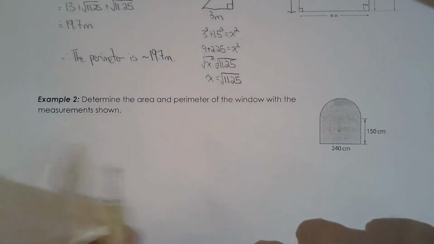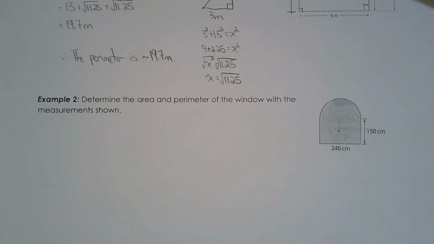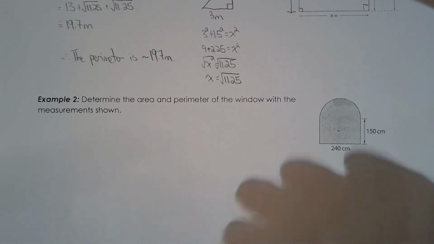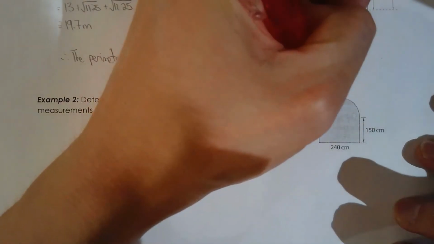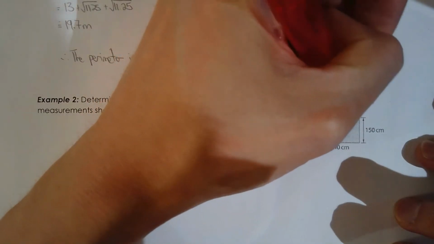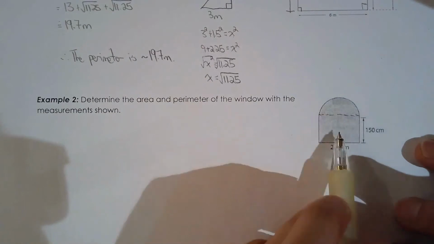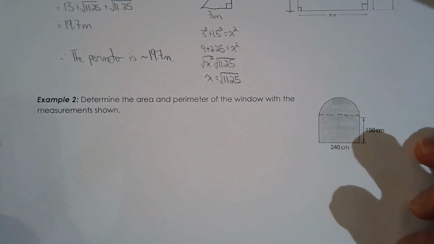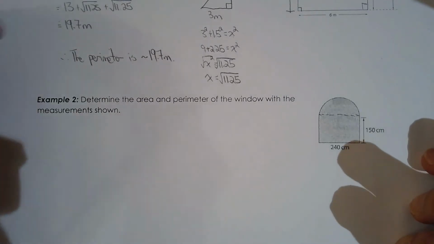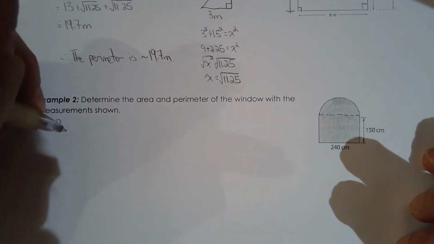Okay. So this one, they say it's a window. And this window, how do we create this shape here? We created it by sticking a semicircle on top of a rectangle. A semicircle on top of the rectangle. So you know what, since we just did perimeter, I'm going to find the perimeter first, and then I'll find the area.